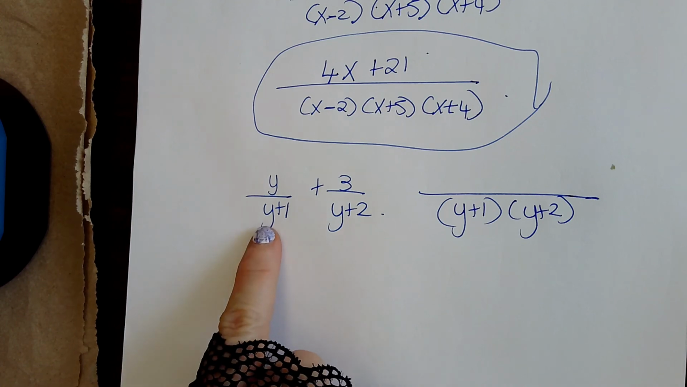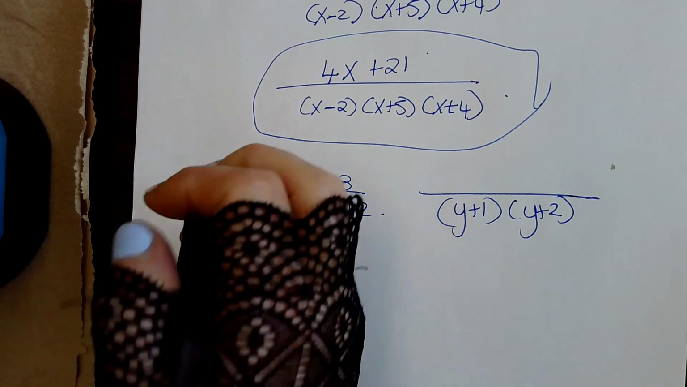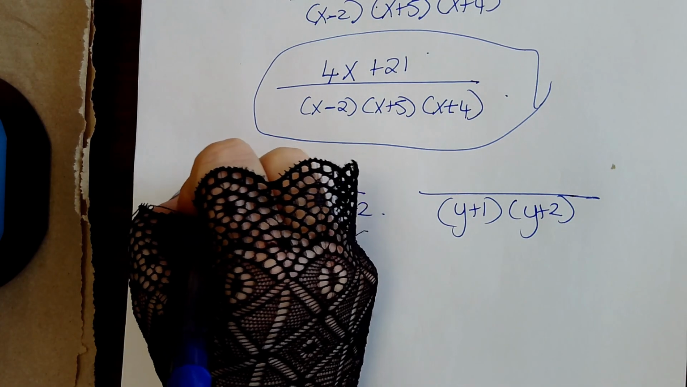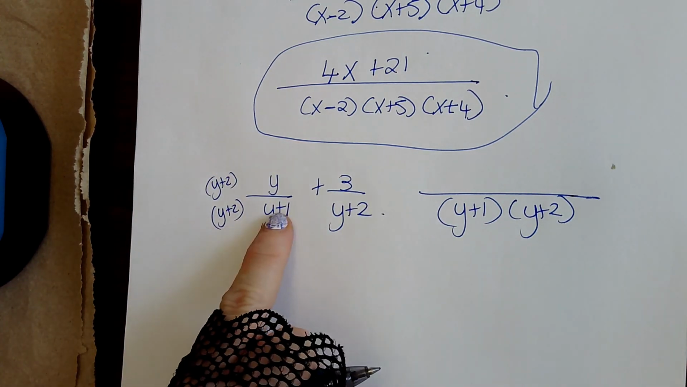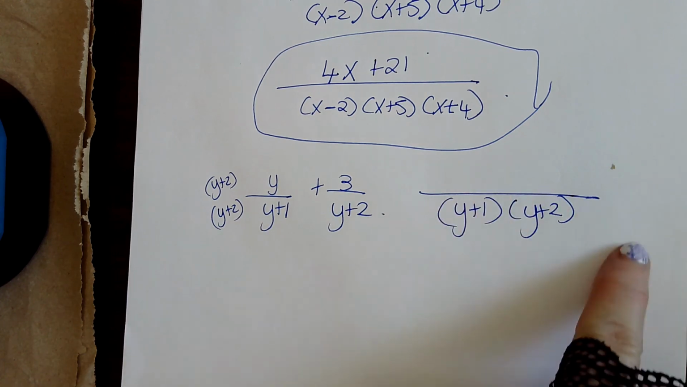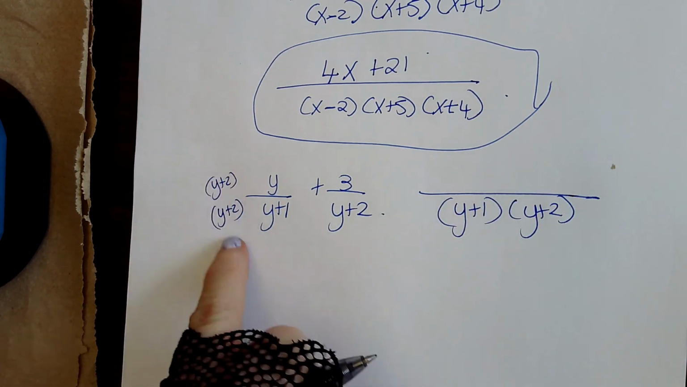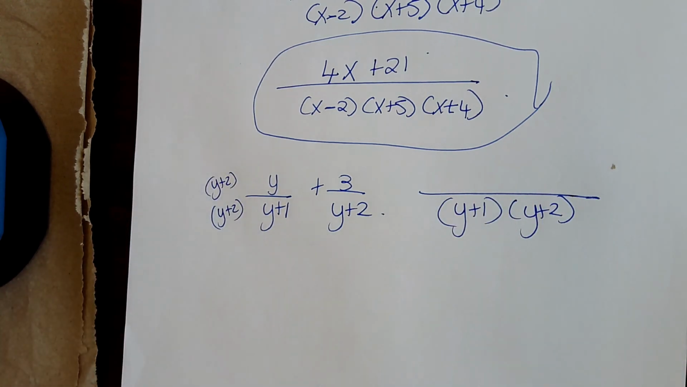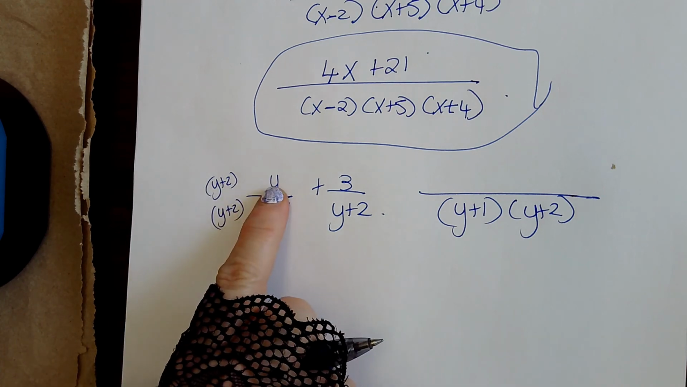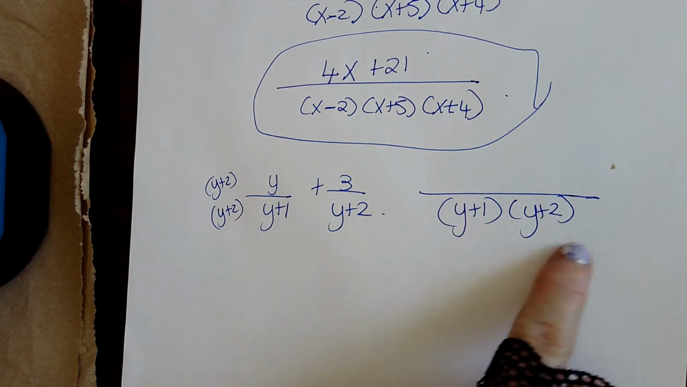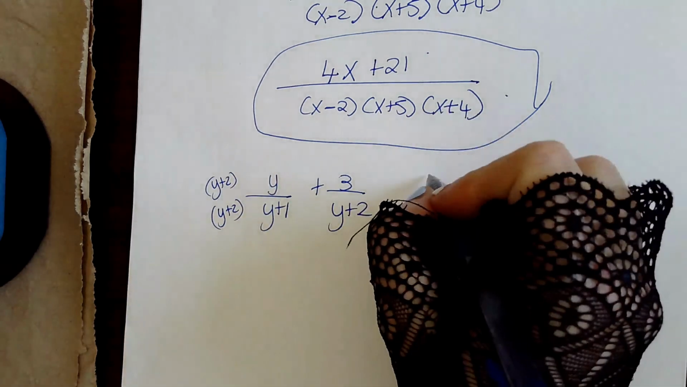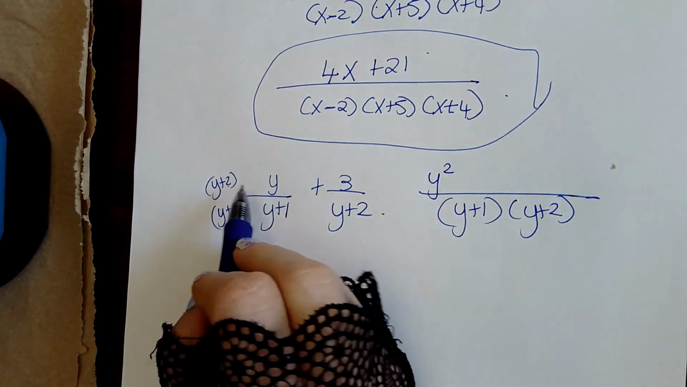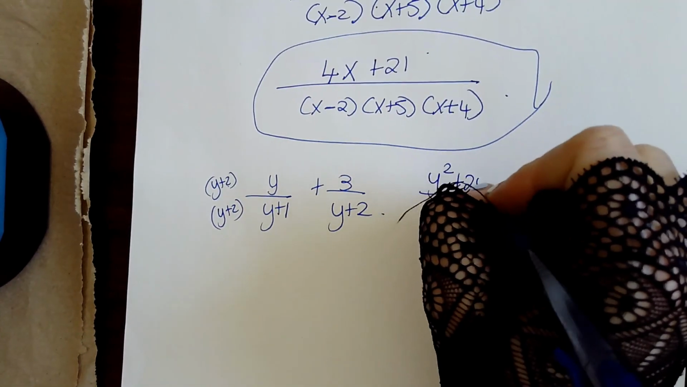Then you look at this. It's missing y plus 2. That means top and bottom get multiplied. But you can see the bottom's already done. Once you understand that, you don't have to keep doing the top and bottom. But I'm doing it to show you. You're really interested in the top because you've already done the bottom, looking here at the beginning. So y times y is y squared. 2 times y is 2y.